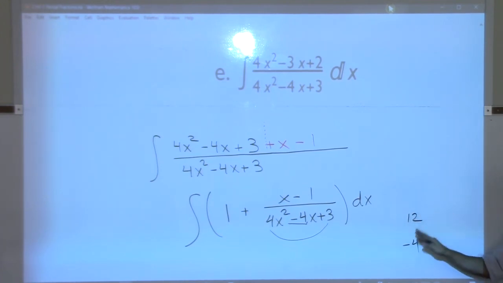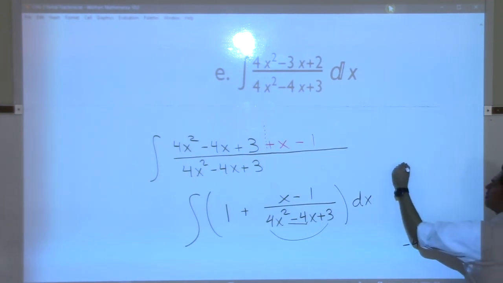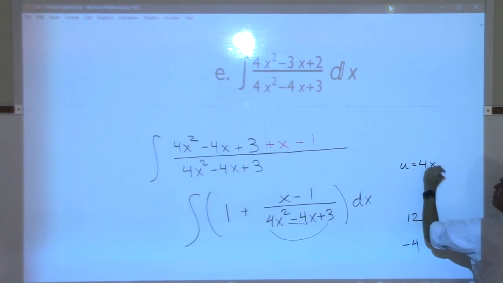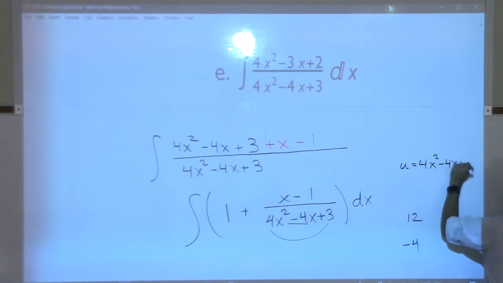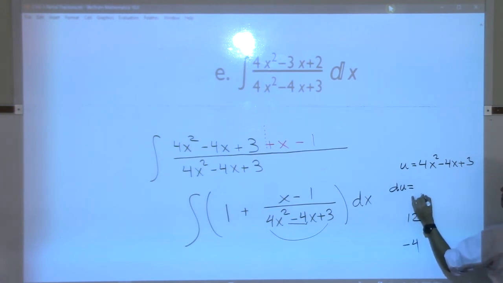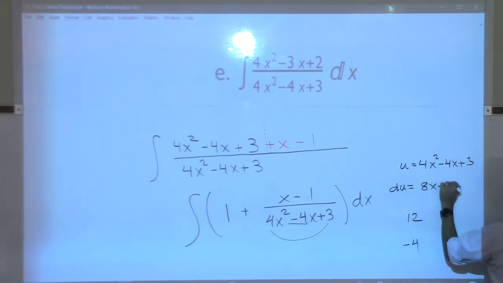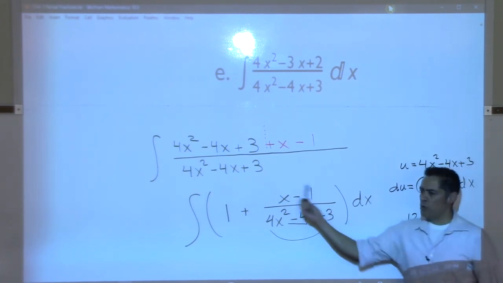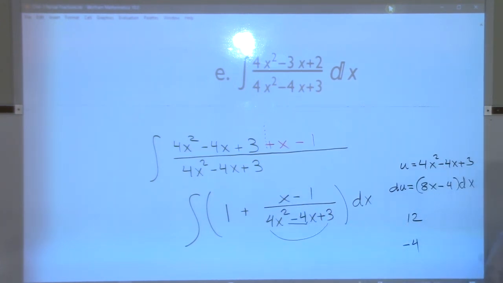So this is not factorable, which means you can use what we did last class at this point. So this is where you do u is equal to 4x squared minus 4x plus 3. And then the derivative of that is what? Is 8x minus 4 dx. And then you play this game where you try and make this numerator look like 8x minus 4.